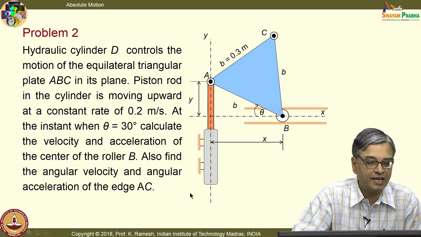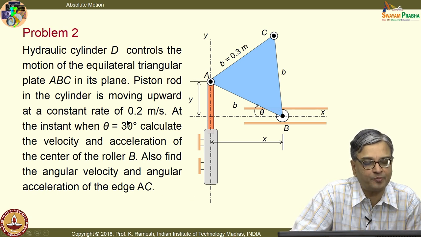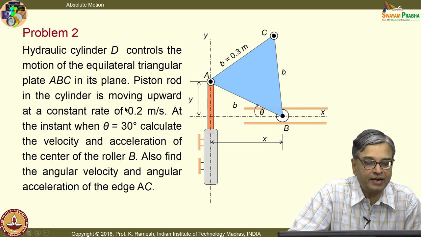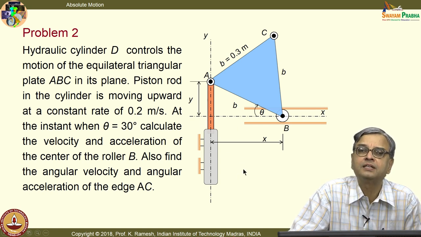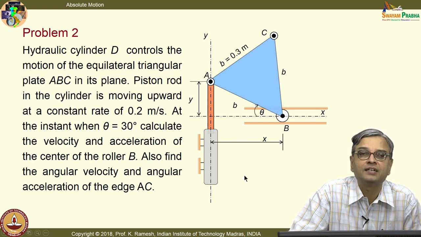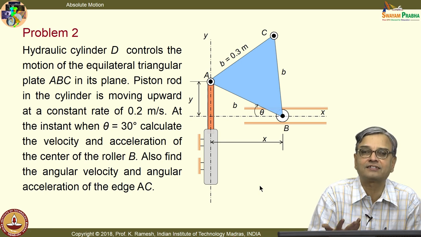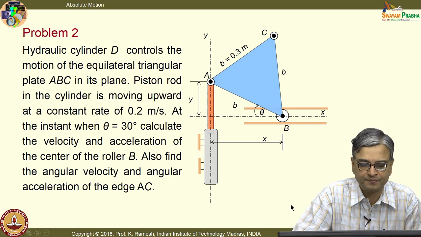The piston rod and the cylinder are moving upward at a constant rate. To make our life simple, there is no acceleration; it is moving at a constant rate of 0.2 meters per second. It is a fairly straightforward problem. It is easy to visualize how the motion takes place, and you can write the geometrical relationship conveniently. Then simply differentiate, get the velocity, then get the acceleration. That is what I am going to do.